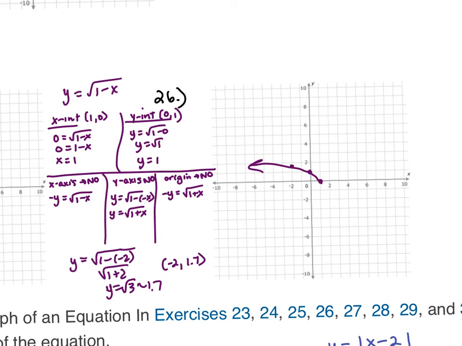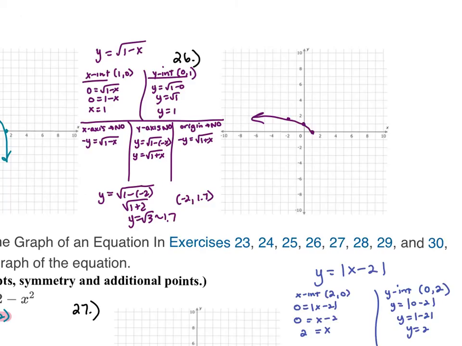And then I plugged in an additional point. So I had the 1, 0, the 0, 1. I know it's a square root, and it wasn't going to the right, so I plugged in points to the left. If you had plugged in points to the right, you would have seen them be undefined because they're a square root of a negative number and you can't do it. So I just plugged in -2 and I ended up with square root 3, which is about 1.7, 1.8. So I plotted that point.